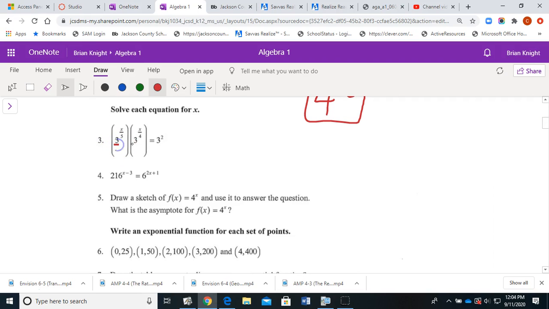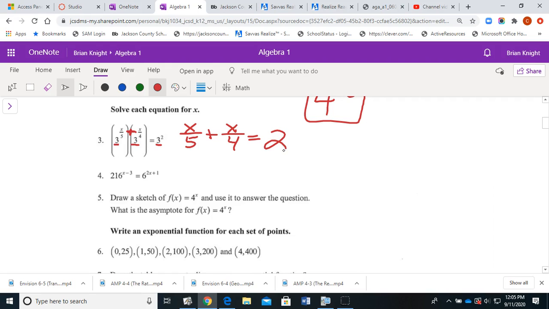Number 3. We have like bases. Everybody agree? So my exponents need to be the same. If we're multiplying like bases, what do we do with the exponents? We add the exponents. So we're going to have x over 5 plus x over 4 should equal what? 2. The exponent on the other side. And we work that out.